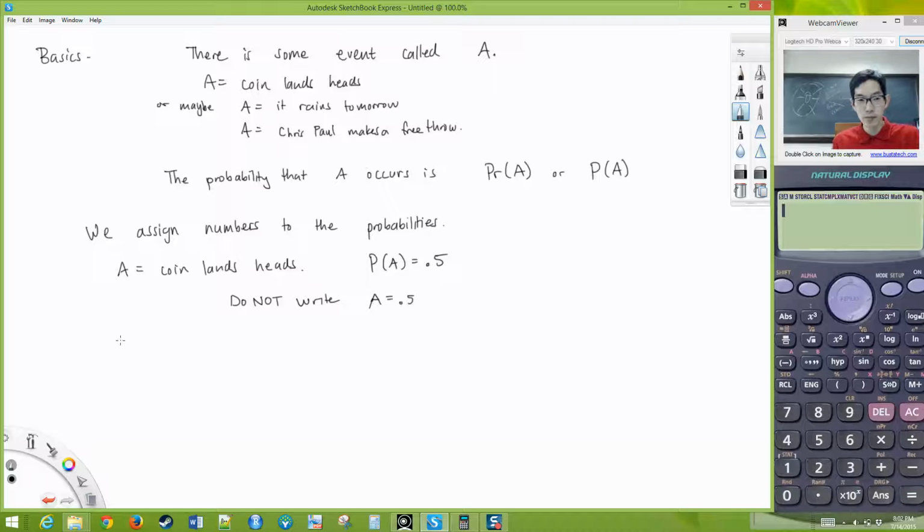All right, so this is one rule. All probabilities are between 0 and 1 inclusive. You cannot have a probability bigger than 1. You cannot have a probability less than 0.